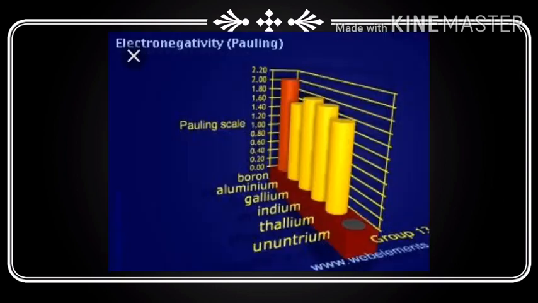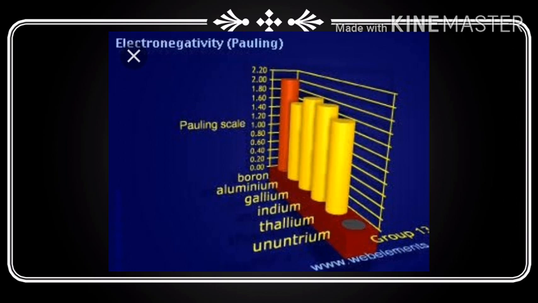Next one is electronegativity. What is electronegativity? It is the tendency of an atom to attract the shared pair of electrons towards itself. Already you studied this concept. So now we are going to compare the electronegativity of the p-block elements.